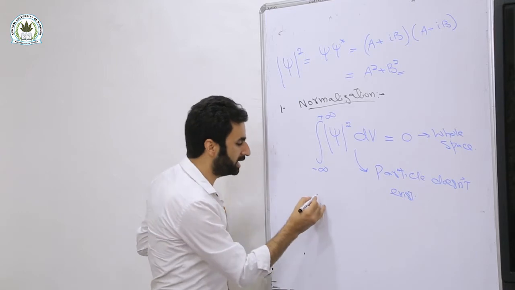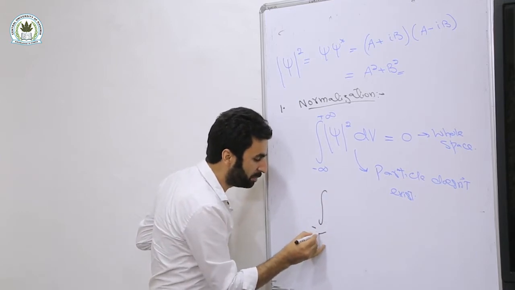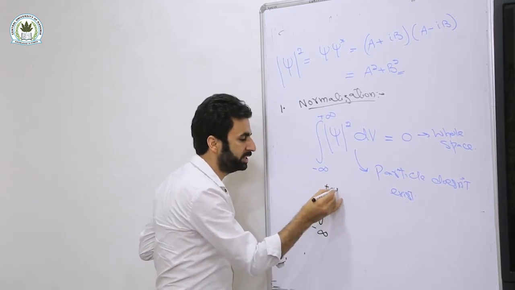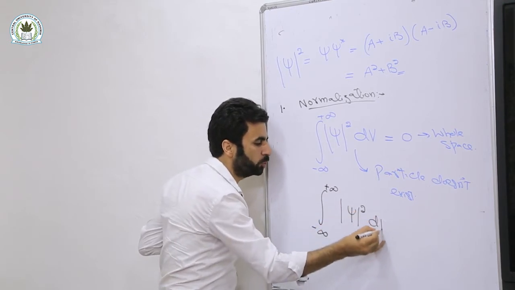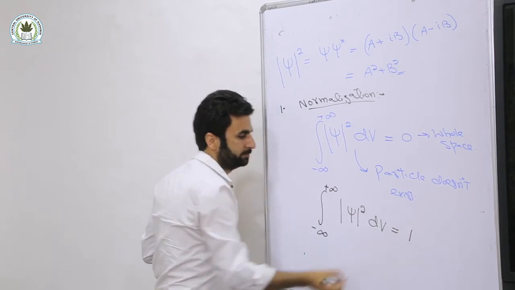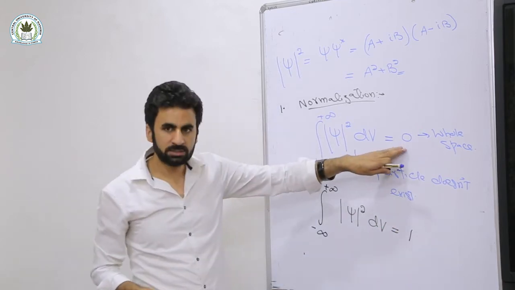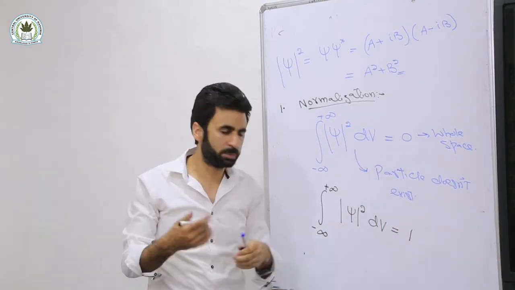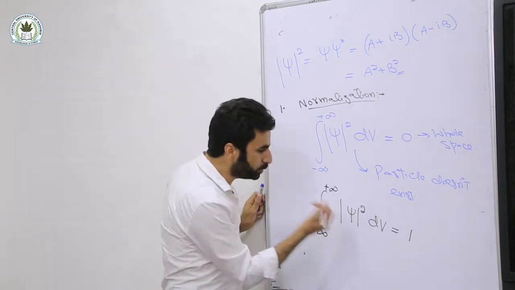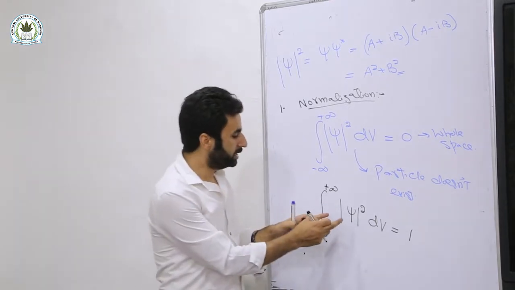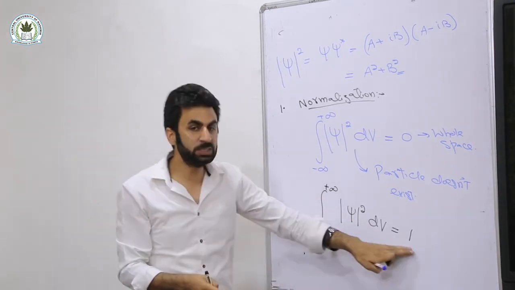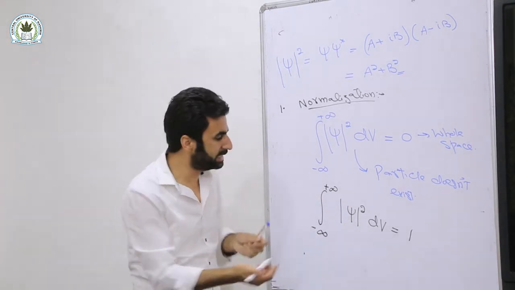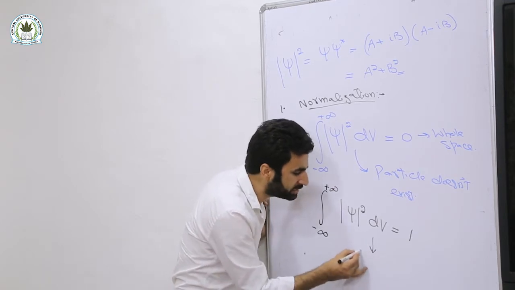Now, in case we have some other integral, from minus infinity to plus infinity of psi square with respect to the volume element, and this is equal to 1. Zero means 0% probability, 1 means 100% probability. Now, what does this equation signify? It means the probability of finding a particle over the whole space is 1, and that essentially makes sense. It means the particle is definitely somewhere.